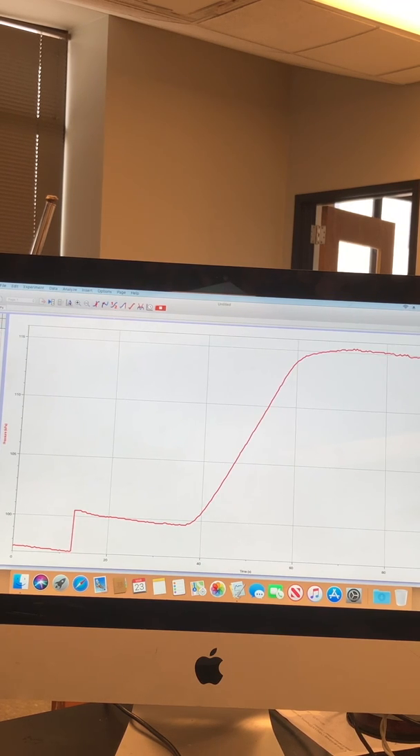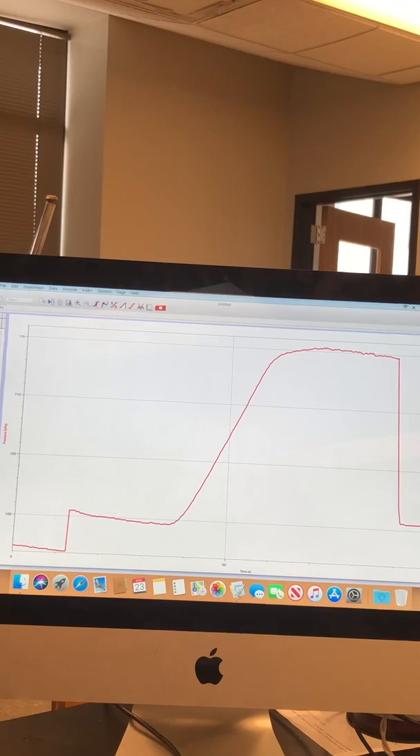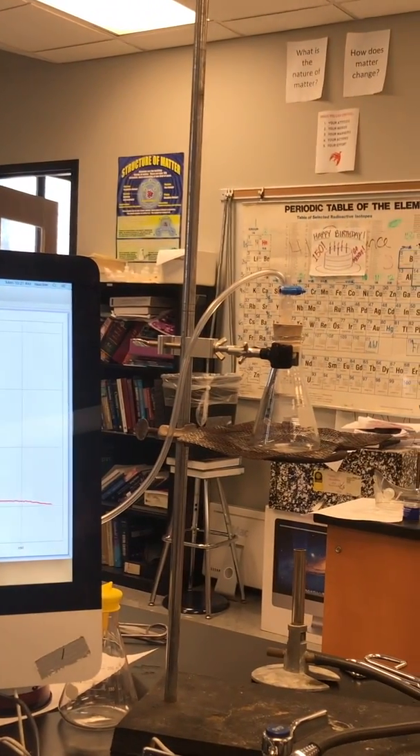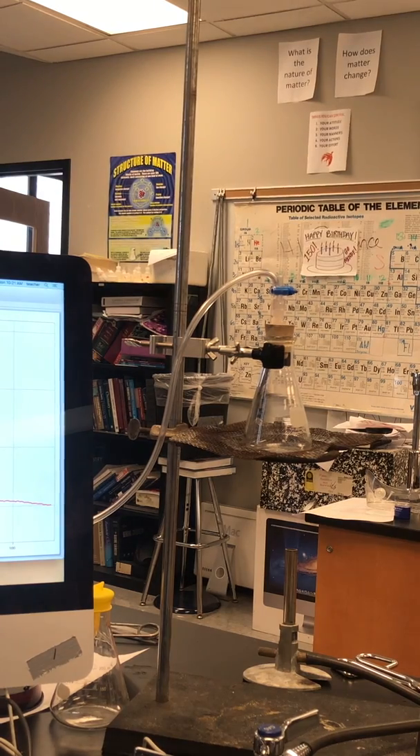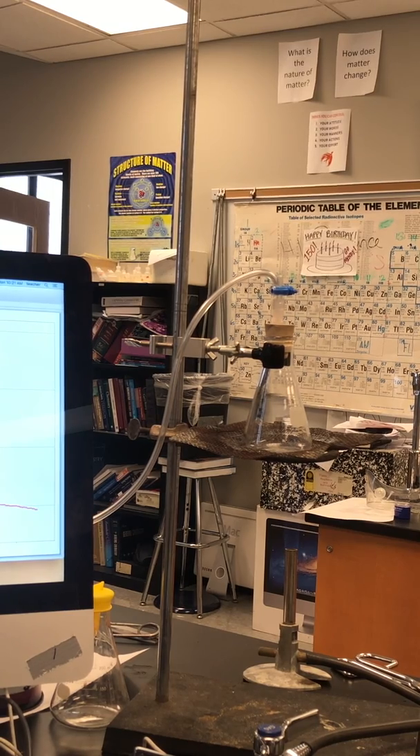Watch, here we go. Any ideas about what I might have done? Well, remember that little blue valve that was on the flask? What I did was open the blue valve, and when I opened the blue valve, air was able to escape. So the pressure dramatically decreased because molecules were moving out of the flask.